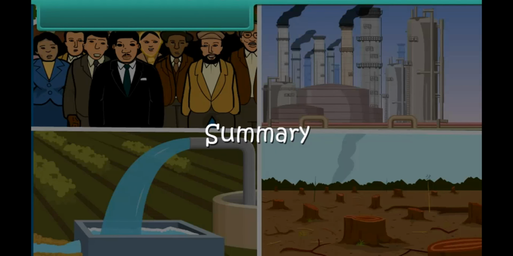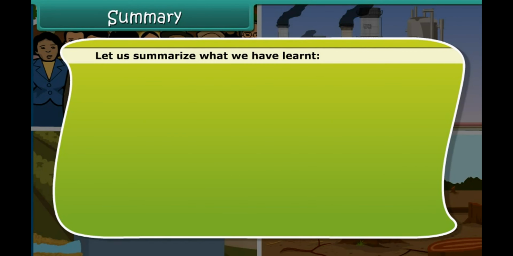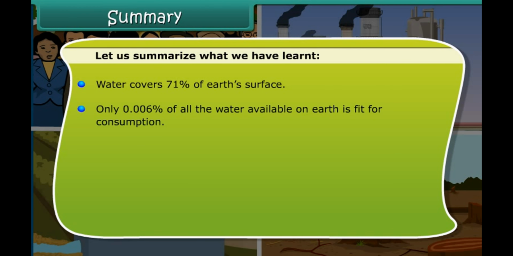Summary. Let us summarize what we have learned. Water covers 71% of Earth's surface. Only 0.006% of all the water available on Earth is fit for consumption.